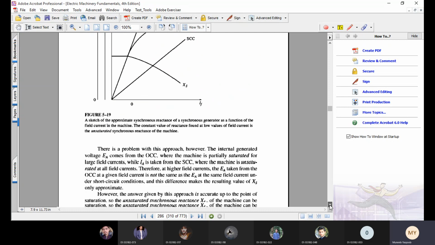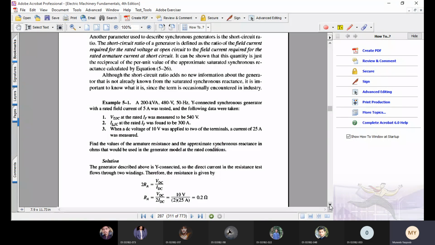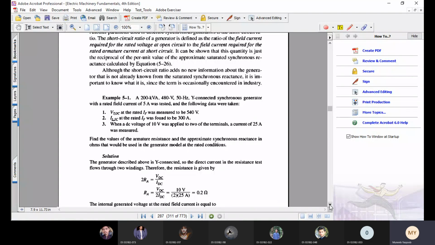Now coming to the numerical, where they have explained how these things will be computed. Example 5.1: a 200 kVA, 480 volt, 50 Hz, Y connected synchronous generator with a rated field current of 5 ampere was tested and the following data were taken. Points number 1, 2 and 3 are the given data.